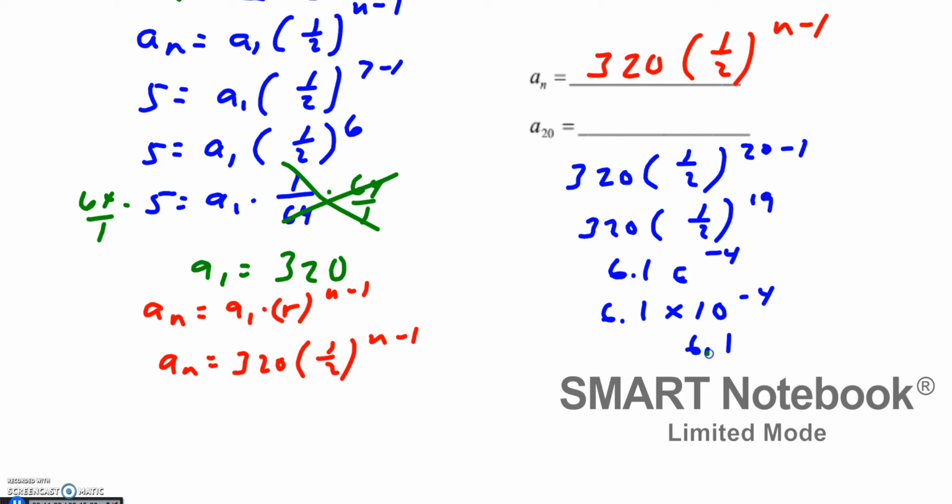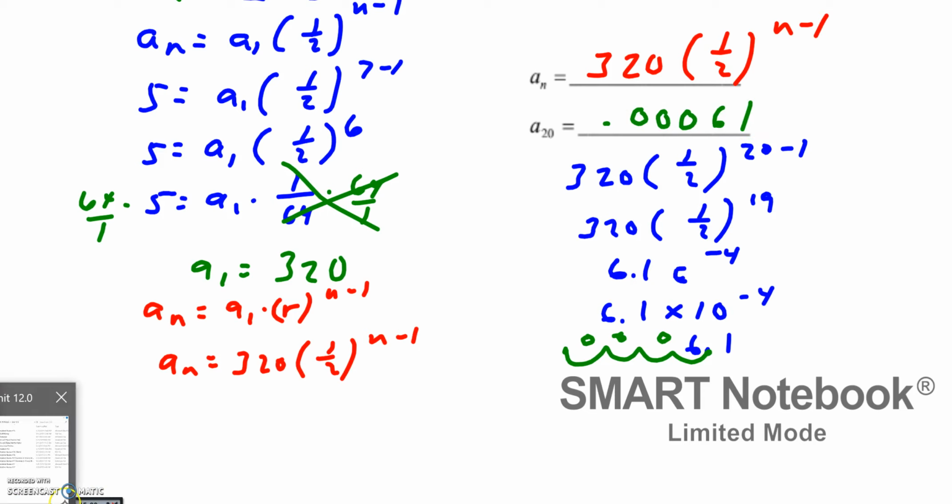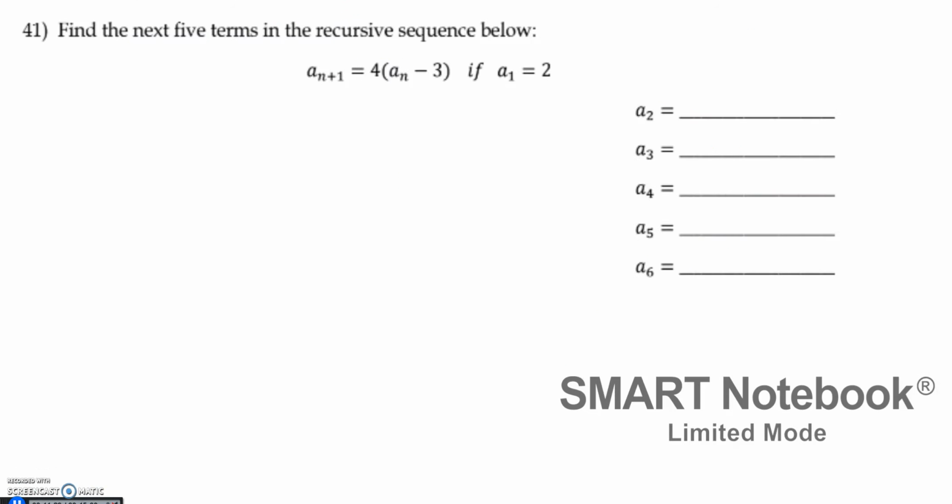Then I'm starting at 6.1 and I'm moving my decimal 1, 2, 3, 4 units to the left. So my answer is really small. It's 0.00061. So next we're going to go to number 41, which is asking about a recursive sequence.